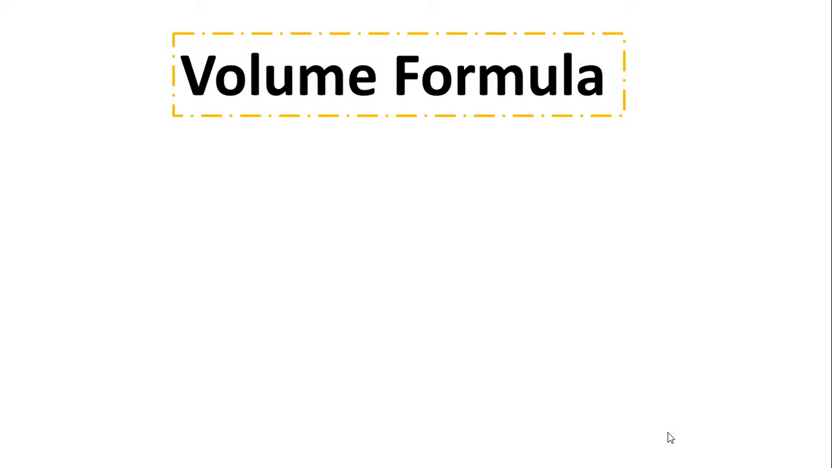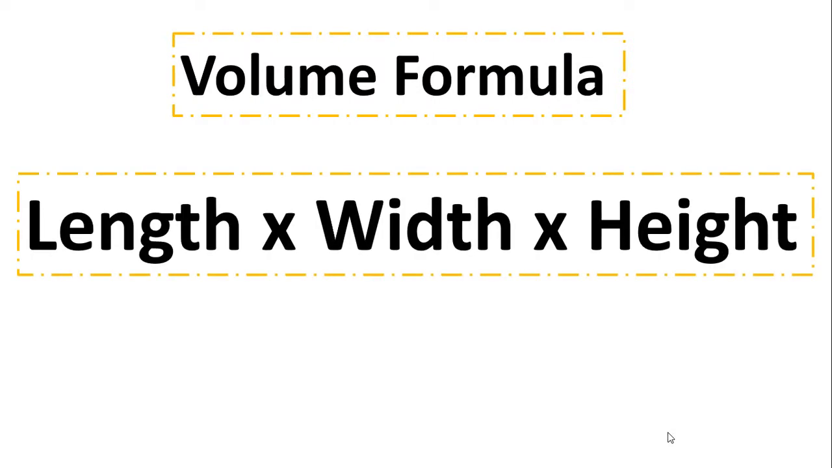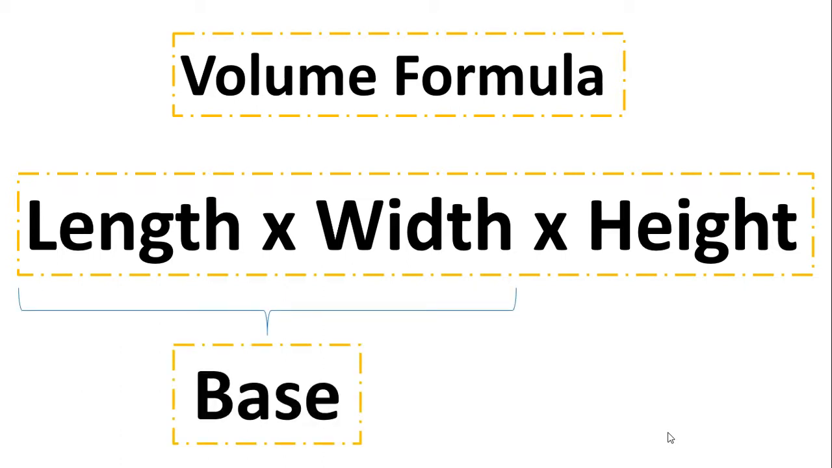With the volume formula, we know that the volume formula is length times width times height. When we multiply the length times the width, we find our base, or the bottom layer of our rectangular prism. We can then multiply the base times the height to find the volume of our rectangular prism.